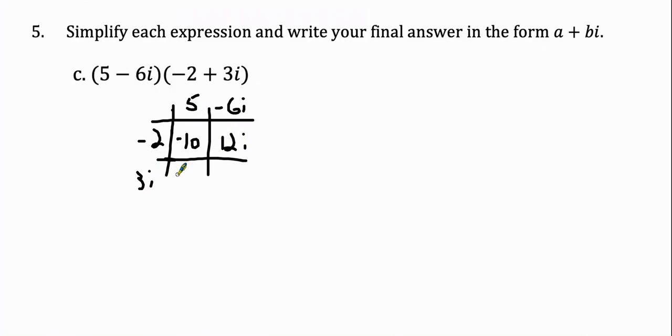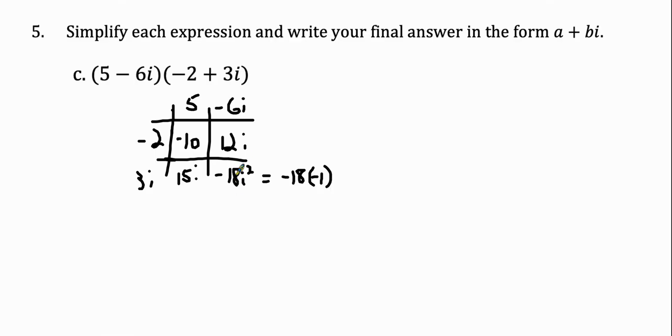3i times 5 would be 15i. And then 3i times negative 6i, well, that would be negative 18. And then i times i would be i to the second power. Now here, we need to simplify this term because we have talked about the idea that i to the second power is equal to negative 1.